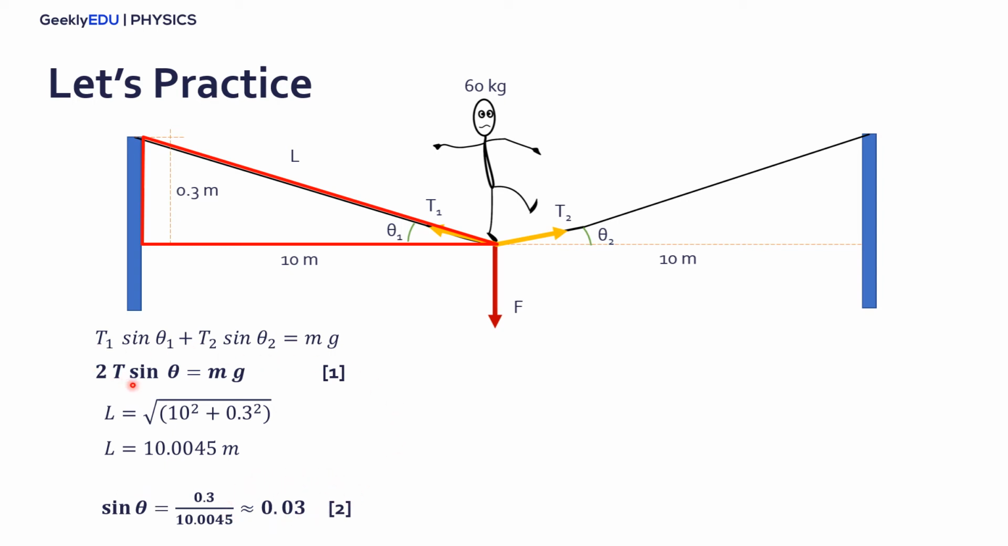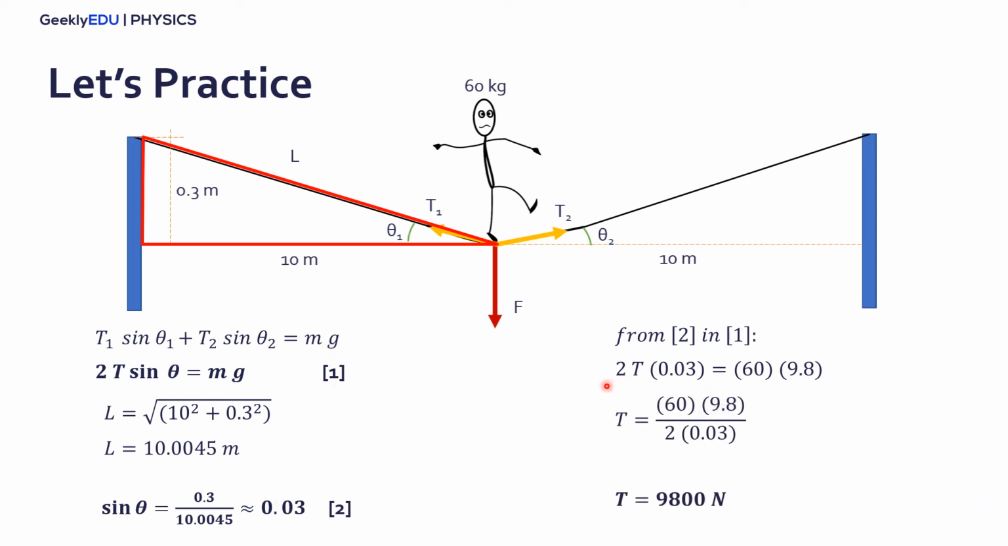Now we have everything we need to find the traction force. From equation 2 in equation 1, we just add the values and then we can find a tension of 9,800 newtons on each side of the tightrope.